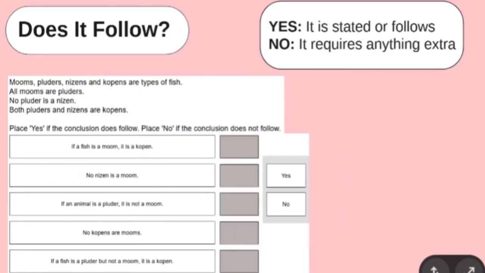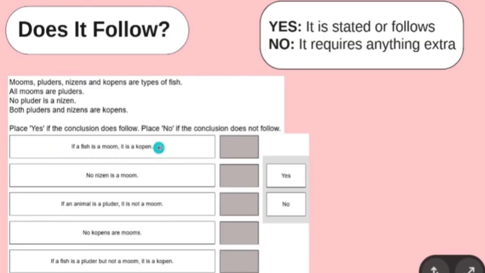Great, okay, let's go back to it. So, mooms, pluders, nisons, and copens are types of fish. All mooms are pluders. No pluder is a nison. Both pluders and nisons are copens. Okay, lots of words, lots of ands and nots. But let's look at the statements. If a fish is a moom, it is a copen.